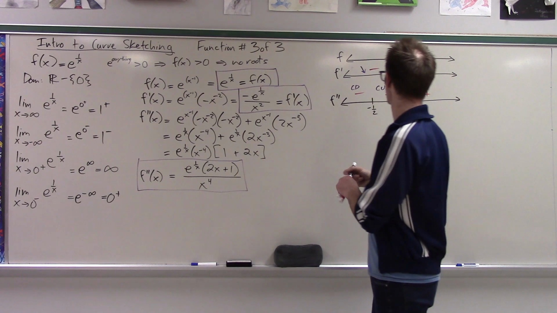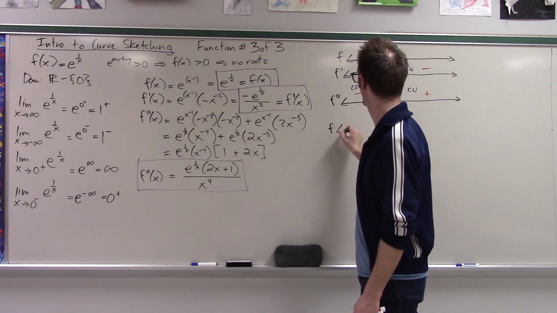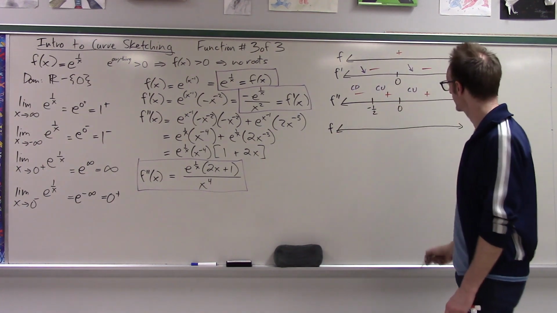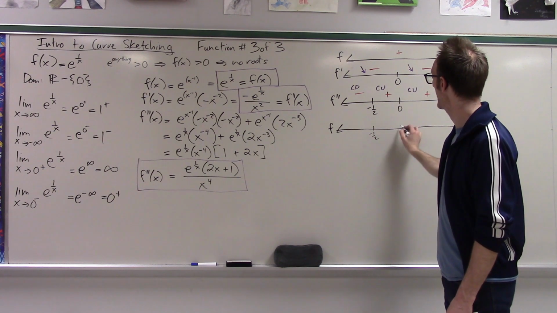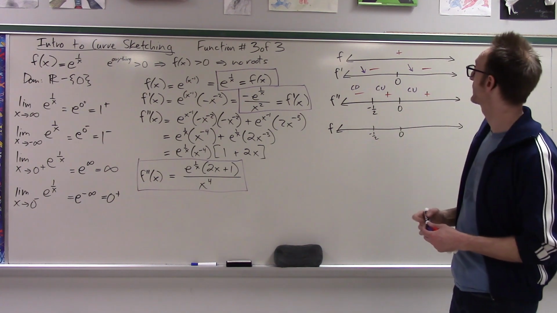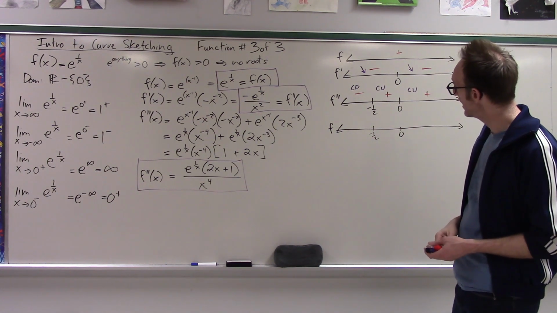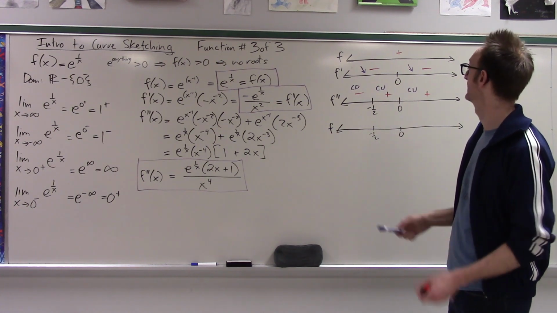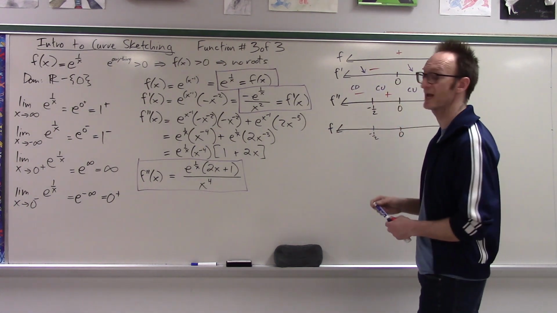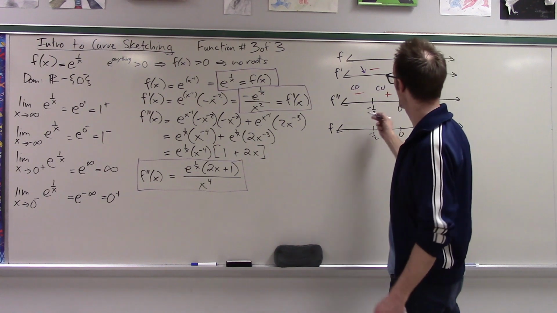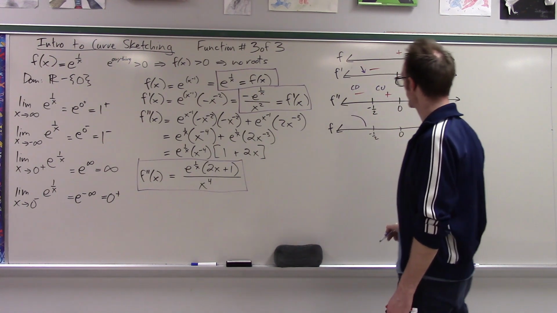All right, putting it together, this shape chart here, including -1/2 and 0, what do I get? I get that my function is decreasing concave down. So a generic decreasing concave down function looks like this.